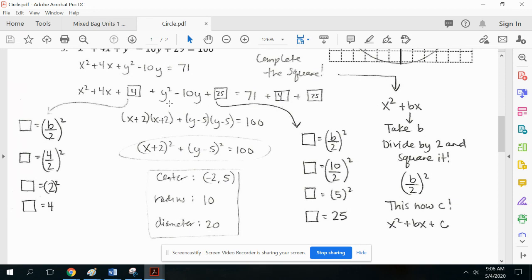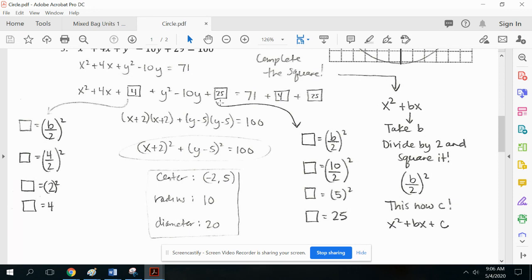For the y information, I look at the -10. Technically, you can ignore the negative, because when you square it, it's going to become positive. So I just took the positive 10, divided it by 2, which was 5. So I have 2 5s, and I squared it, 25.